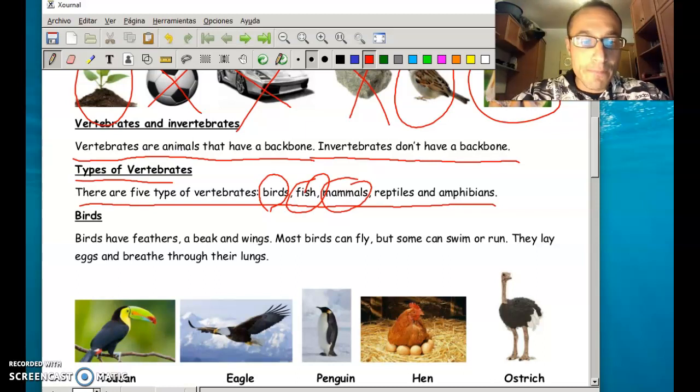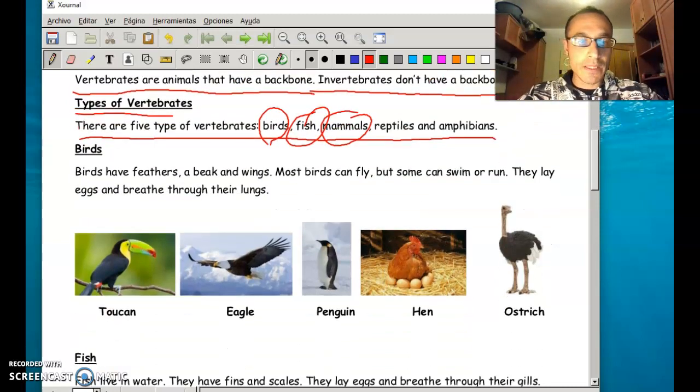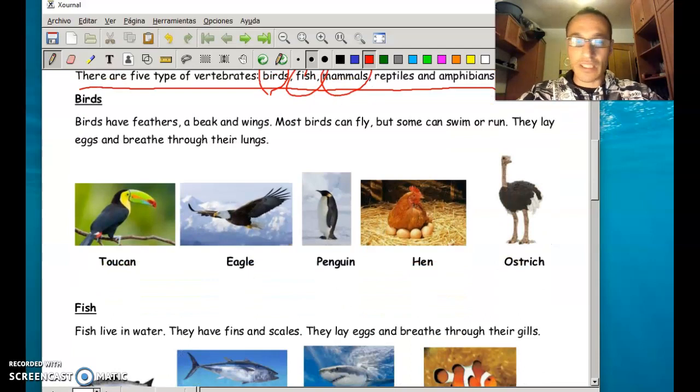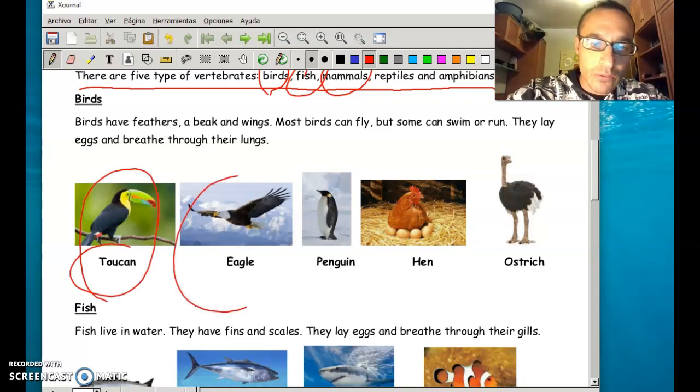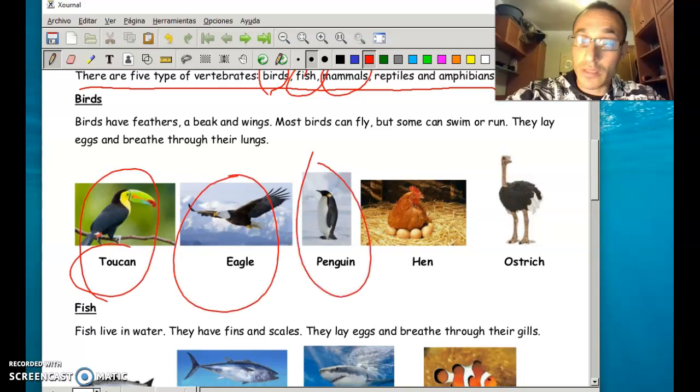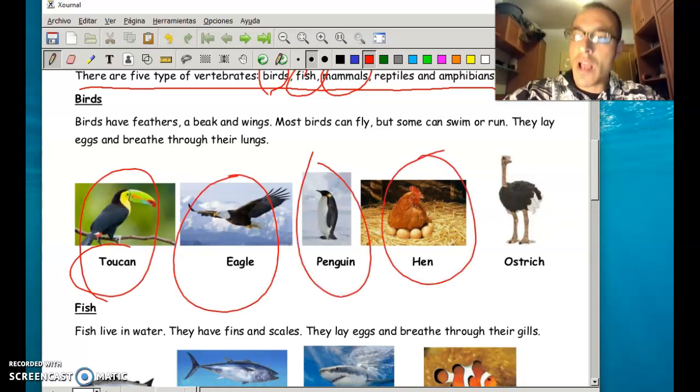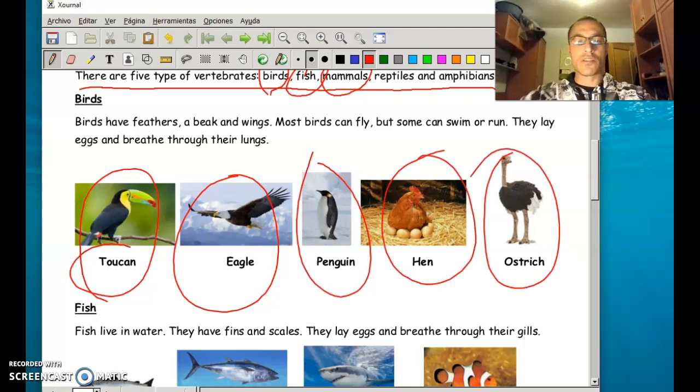Let's continue then with birds. As you can see, birds, we've got some examples. You could repeat after me. Toucan, yeah, the toucan. We've got the eagle, yeah. Penguin, come on, repeat, okay. Hen and the ostrich, yeah. They are all different kinds of birds.